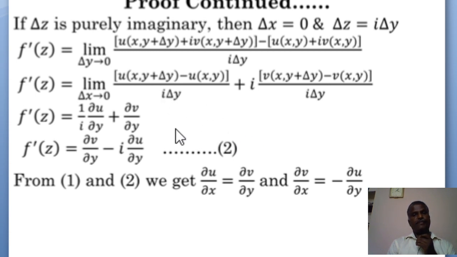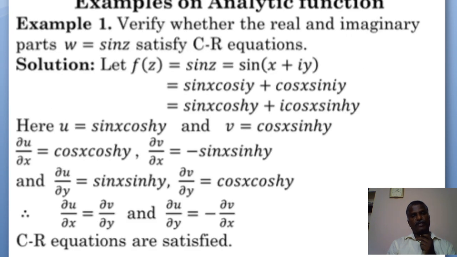So by equating 1 and 2, equating the real parts and imaginary parts, we get dou u by dou x is equal to dou v by dou y, and dou v by dou x is equal to minus dou u by dou y. These are called Cauchy-Riemann equations, and these are the necessary condition for a function to be analytic. With these equations, we have to solve some problems on analytic functions.